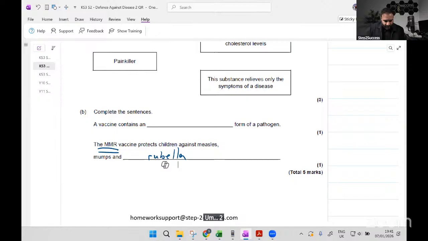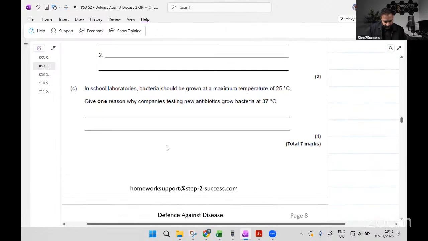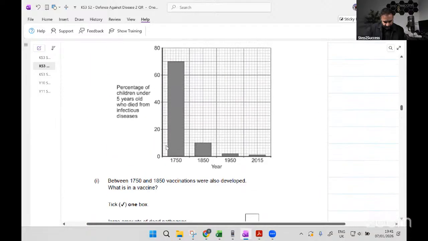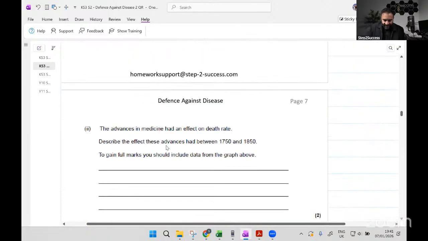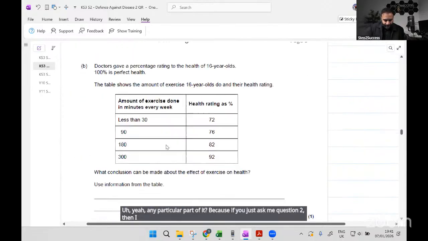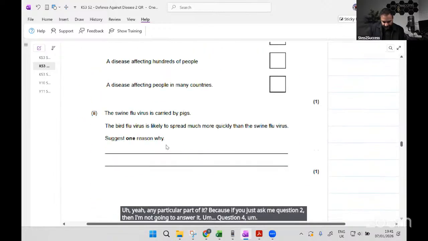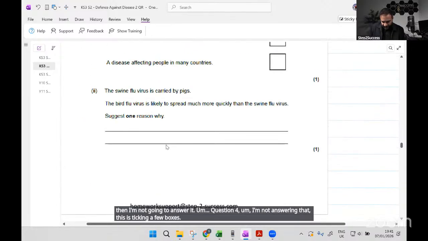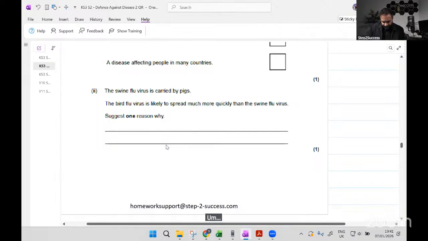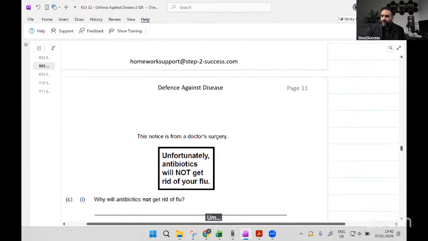2 and 4, booklet 2. Yeah, any particular part of it? Because if you just ask me question 2, then I'm not going to answer it. Question 4, I'm not answering that. This is ticking a few boxes. Yeah, I'm going to need some specifics there. No, I'm not doing all of it.